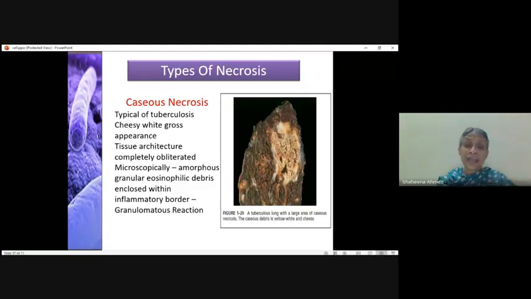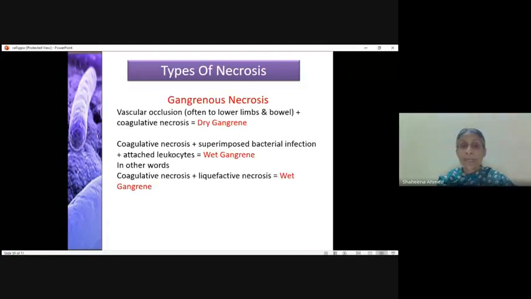Caseous necrosis, this is specifically seen in tuberculosis. Caseous means cheese-like, so this has the appearance of cheese, a cheesy white gross appearance, and we use it specifically where tuberculous necrosis is seen. And this caseous necrosis is usually surrounded by an inflammatory border, and this is known as a granulomatous reaction.